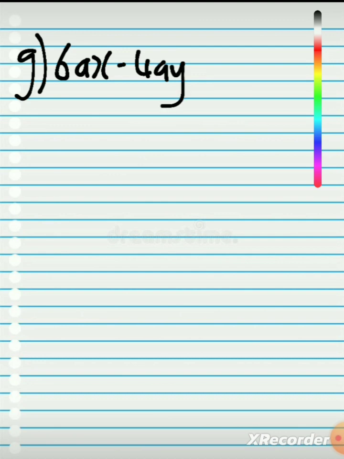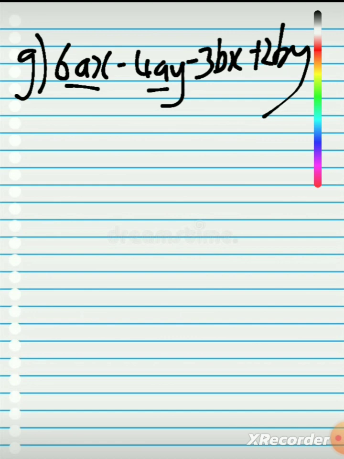So going to question G, the same kind of question. Question G says 6ax minus 4ay minus 3bx plus 2by. Common factor here and here, so this looks almost the same as the previous question. So common factor here, it's a 2 and a, so 6ax divided by 2a, it's 3x. Negative 4ay divided by 2a, it's negative 2y.